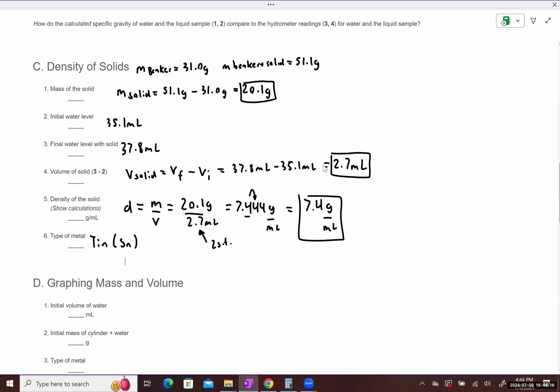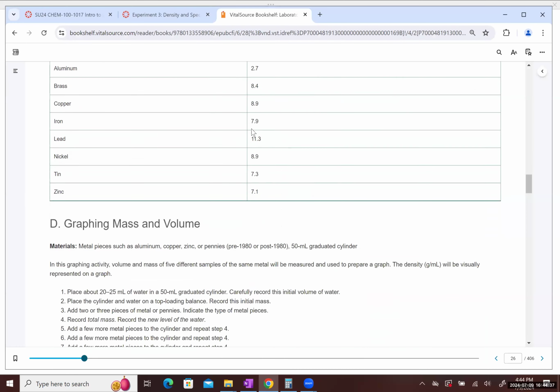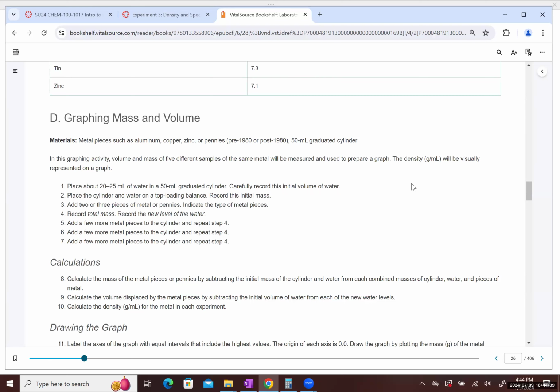Okay, so we've measured the density of our solid sample. So let's now talk about determining density via a graphing method. So let's take a look at part D. Again, there are a lot of pieces of data that we have to collect. So let's walk through that. So first, let's read the procedure. In this case, we're going to measure the volume and mass of 5 different samples of the same metal, and we're going to use that to prepare a graph.